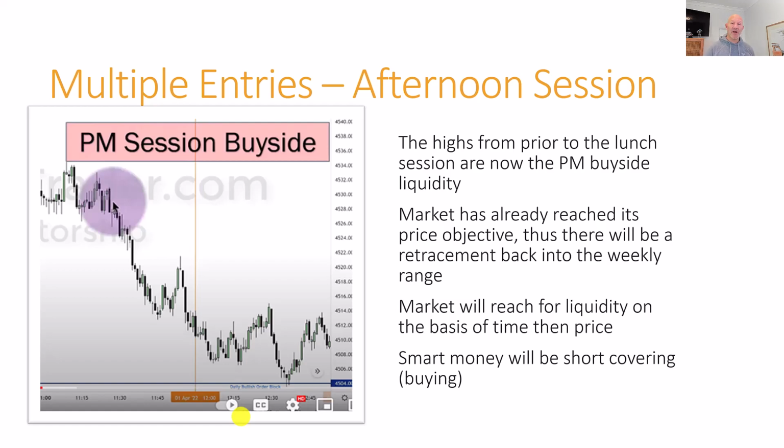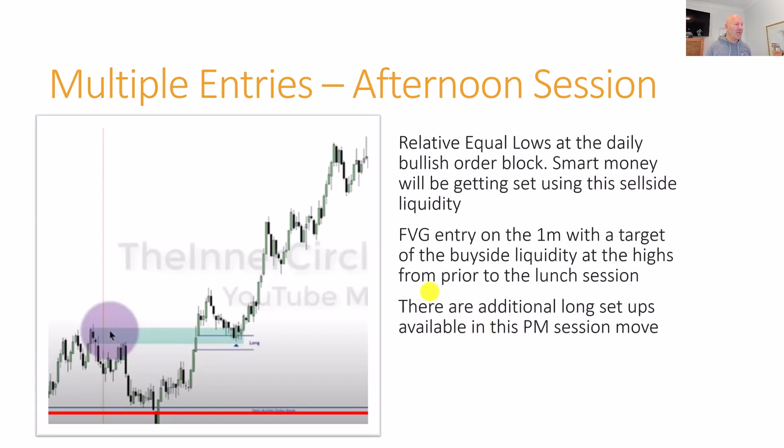And with a bullish bias, we're going to be seeking out that buy side liquidity, which we know is resting at the highs of the morning session, so prior to the lunchtime session. And so how this starts to set up is that we have relative equal lows, which are forming at that bullish order block from our daily chart. And this is where smart money is going to be starting to close those short positions. And so we're going to have buying happening at this sell side liquidity down here.